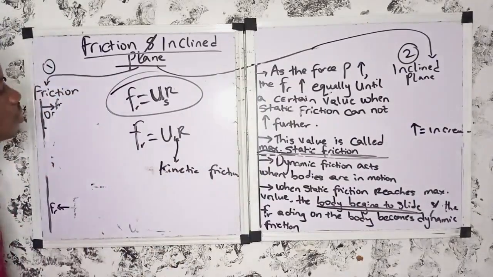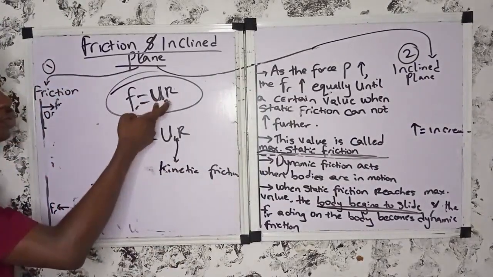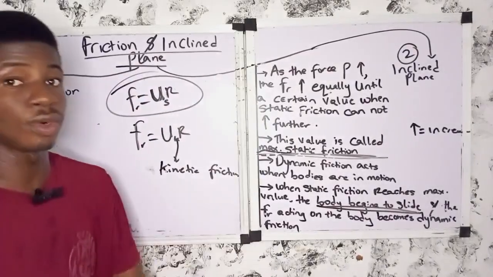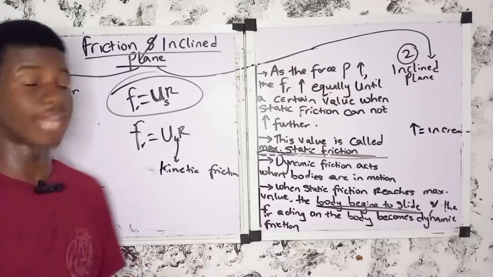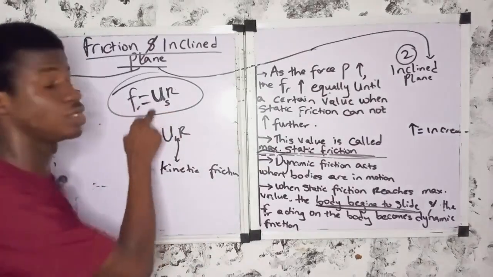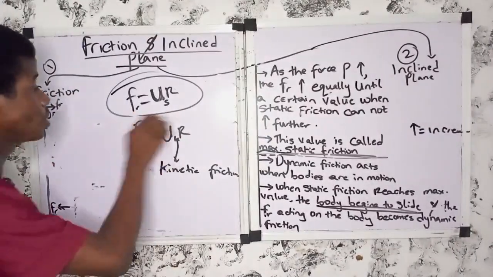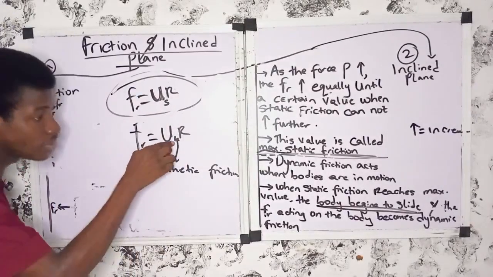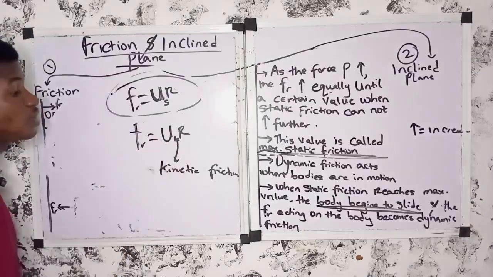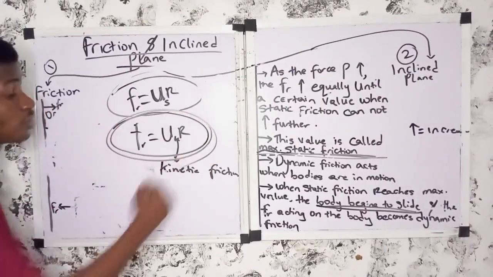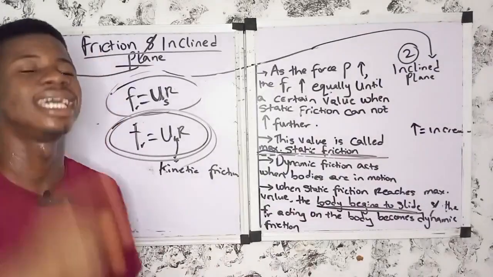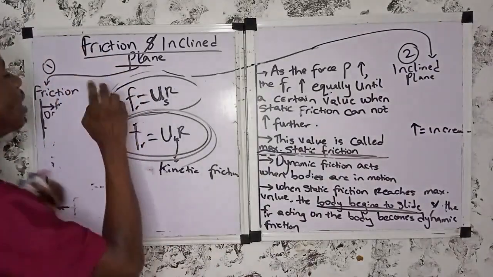So generally, frictional force is equal to U times R. Now let's say we specify. If I place subscript S under this U, it is telling us that this is the frictional force acting on a body at rest. Now if I place subscript K, it tells us that this is the frictional force acting on a body in motion.